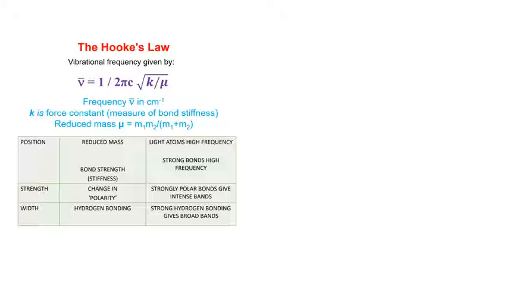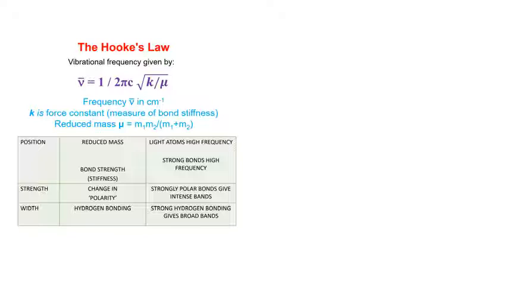Now what is the significance of this equation? Now how will the position of the nu bar get varied? The first one is reduced mass. The reduced mass plays a role in the position of this frequency. Bond strength, that is key. Bond strength is an important factor in determining the position of the vibrational frequency. For example, light atoms have high frequency. Strong bonds have high frequency.